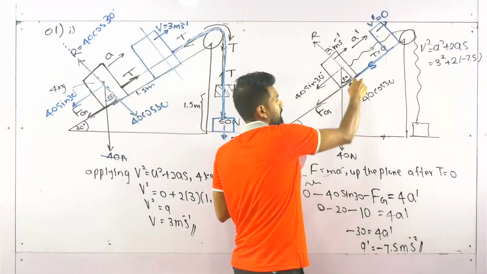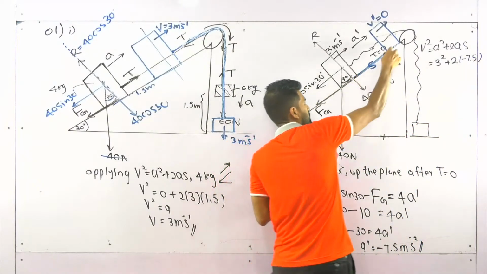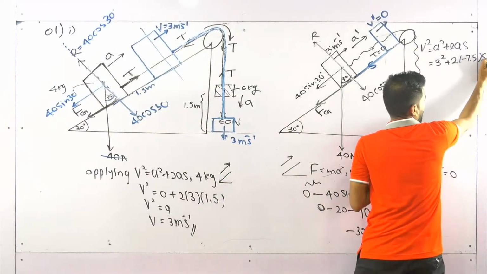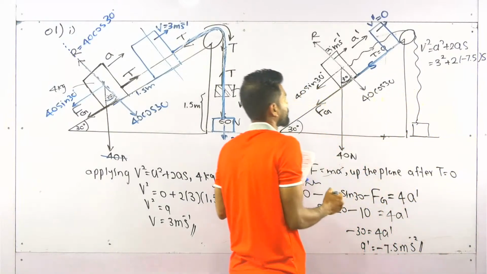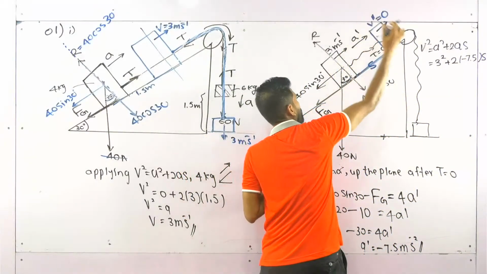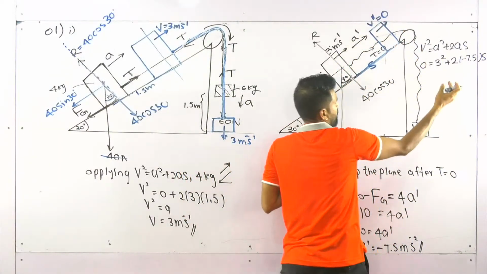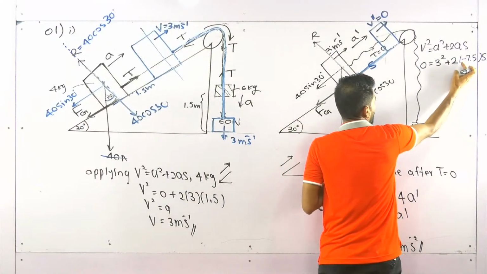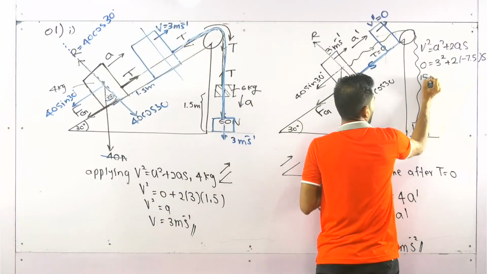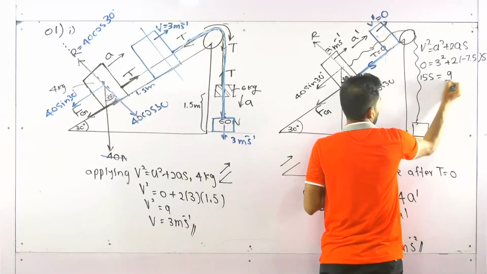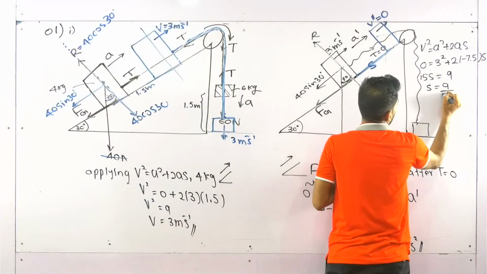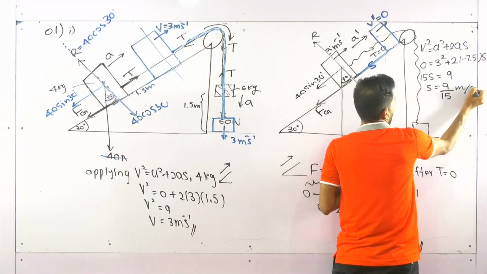How far will it travel? It will travel a distance s. And what will be the final velocity? 0. Okay, so 0 equals 9 plus 2 into minus 7.5 s. 15 s is equal to 9. s is equal to 9 over 15 meters.